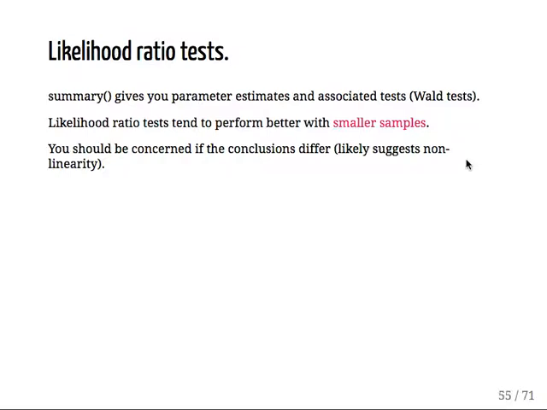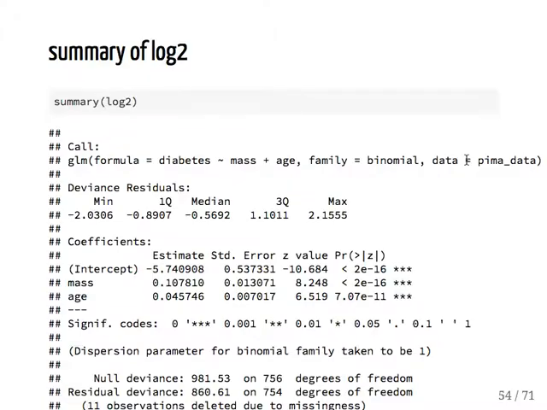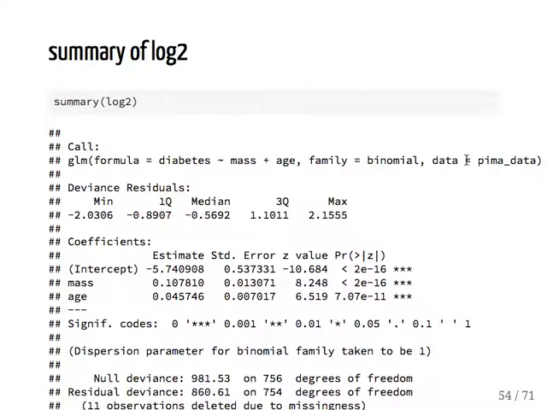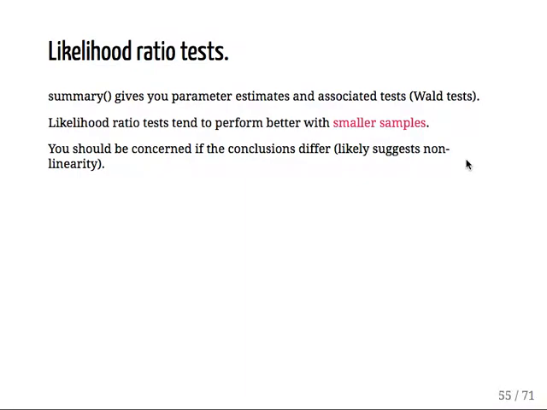So summary gives you the parameter estimates and the associated tests, and in the literature they're known as Wald tests. If you ever come across a Wald test, that's what this is. But simulations by statisticians have shown that a likelihood ratio test does better if you have smaller samples. These Wald tests don't do very well if you don't have a lot of cases. So if that's you, then you might want to do likelihood ratio tests. And you should be concerned if the conclusions start differing quite a bit, because that isn't good news. Ideally, you get the same conclusions whether you do a likelihood ratio test or look at the parameter estimates.